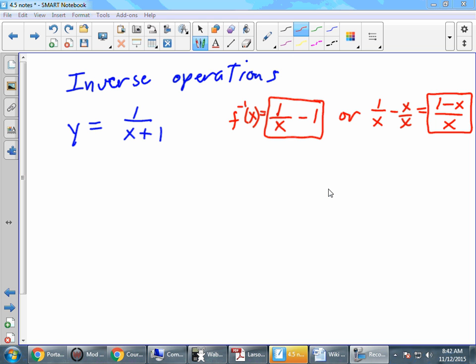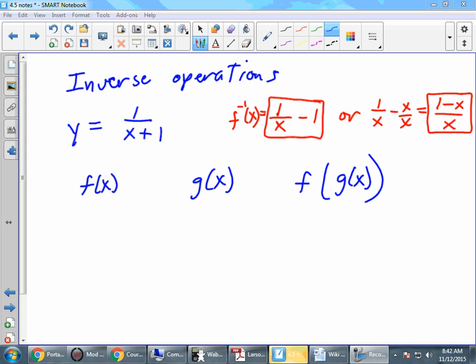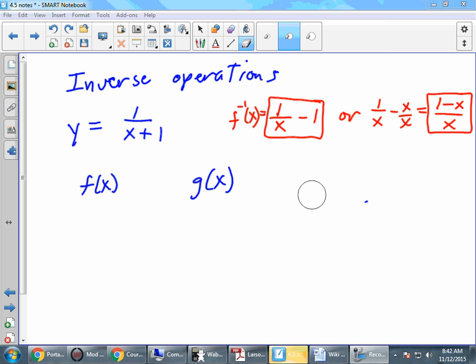Okay, so remember when we did composition of functions? Remember you would have, for instance, f of x and g of x, and then we'd say find f of g of x. Remember way back in the day? A long time ago? Yeah, I'm being a little bit facetious. It was last week.